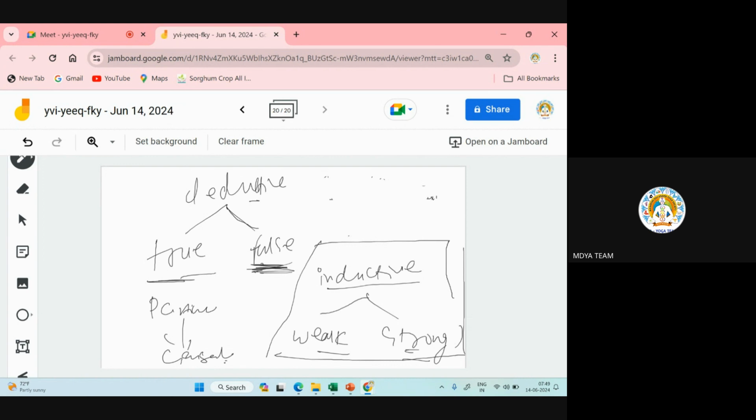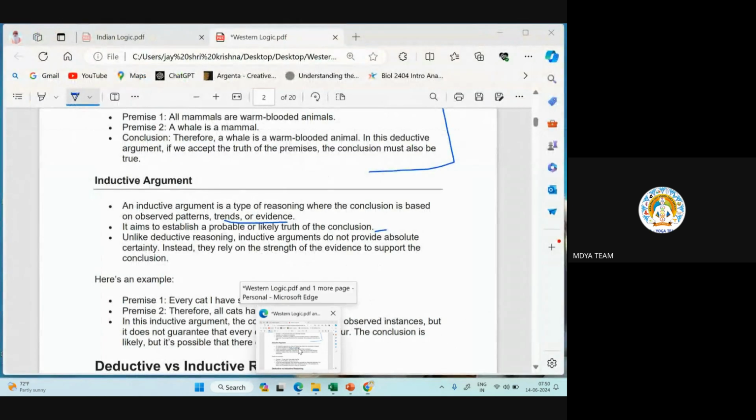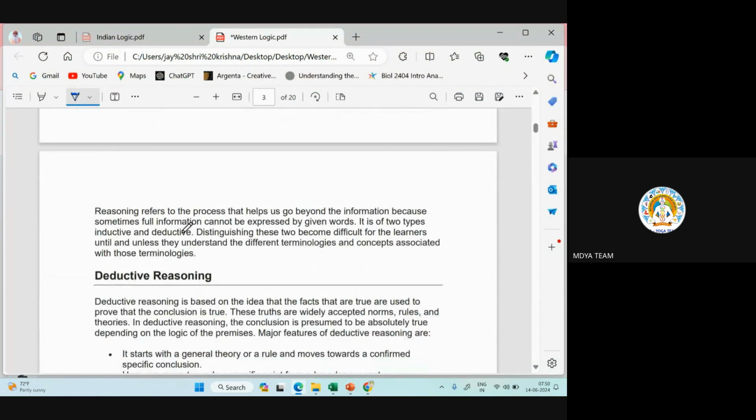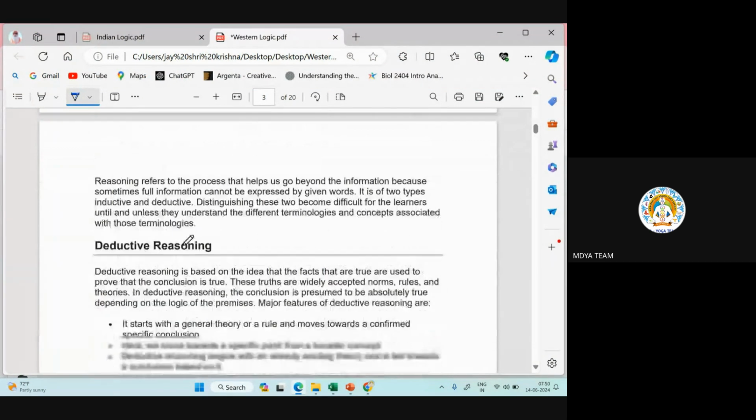And always remember, there is no absolute truth in inductive reasoning. There is no truth, and there are no certain things while we are judging someone, because it's also an inductive argument. Now, deductive reasoning versus inductive reasoning.